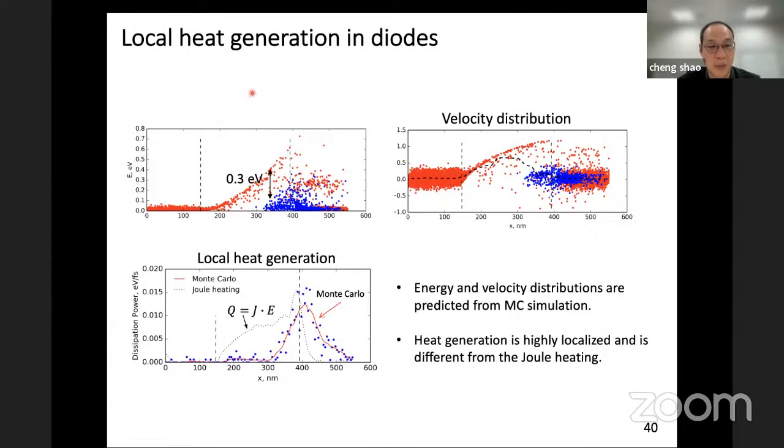As a simple illustration, we apply this coupled simulation to predict the local heat generation in heavily doped silicon, in a silicon diode. For example, this red line is the local heat generation predicted from the Monte Carlo simulation, and the dot-dash line is the prediction from the Joule heating law. We can see that the Monte Carlo simulation can predict the position as well as the peak heat flux more accurately compared to the simple analytical models.